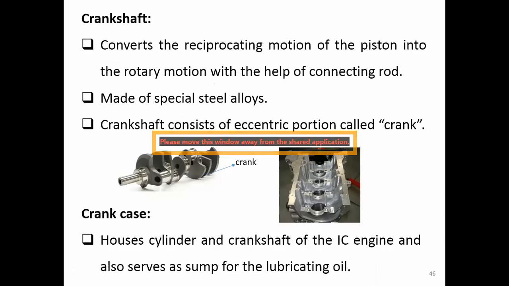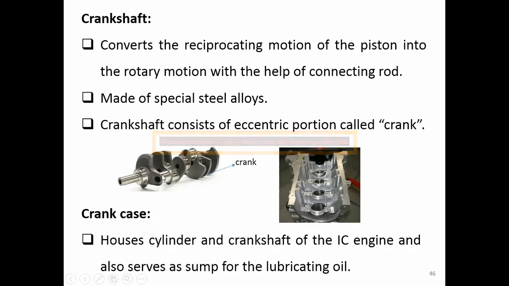The crankshaft. The crankshaft is used to convert the reciprocating motion of the piston, the up and down motion of the piston, to rotary motion, with the help of the connecting rod, because they are connected with each other. The crankshaft is usually made from steel alloy. It's called the crankshaft because it has an eccentric portion that we call a crank. So this is the crank. You can see it clearly right here.